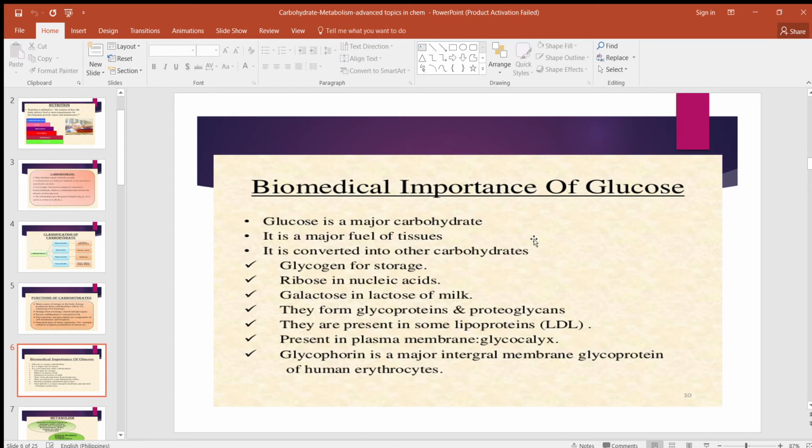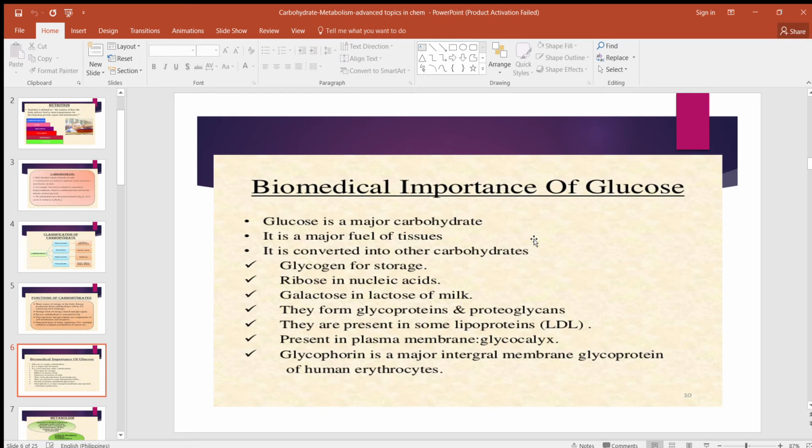What are the biomedical importance of glucose? Glucose is a major carbohydrate. As we have said, it is a major fuel of tissues. It is converted into other carbohydrates like glycogen for storage. It can be stored in your liver. So the glycogen is the carbohydrate that can be stored in your liver.